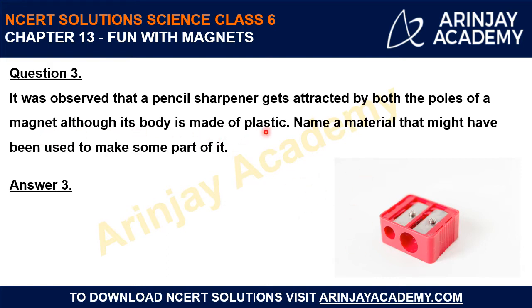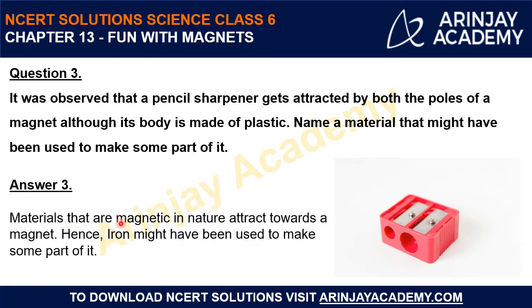Because we know that plastics are non-magnetic material, so in that case why does this sharpener get attracted towards the magnet, you have to tell this. Also you have to name the material. Definitely you know that कोई material को हमने use किया होगा which are magnetic. So you have to tell the name of that material जिसे हमने use किया होगा to make some part of this sharpener. So materials that are magnetic in nature attract towards a magnet.